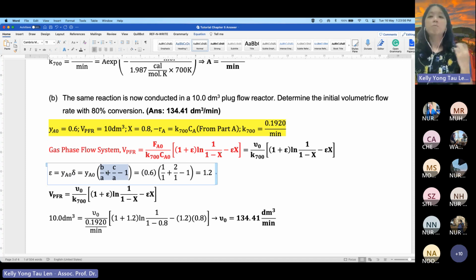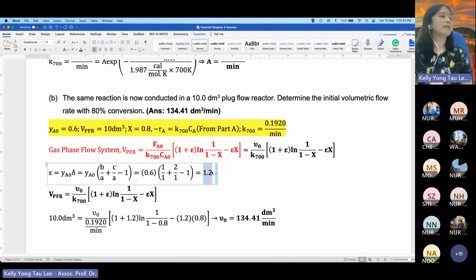That's why ia menjadi B per A plus C per A because both B and C adalah product and your A was the sole reactant. Sebab tu dia menjadi 1 per 1, B per A plus C per A, 2 over 1 minus A per A, which is 1. So you get your epsilon as 1.2. So repeat again, epsilon can be negative, can be positive, it can be any value berdasarkan pengiraan kamu. Okay, so sometimes if you get your epsilon negative, don't worry. If you calculate correctly, it may be correct, right?